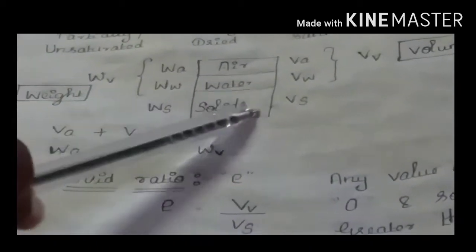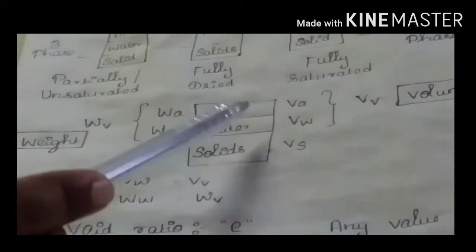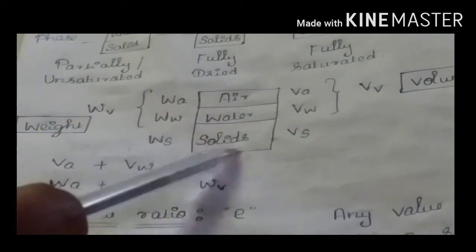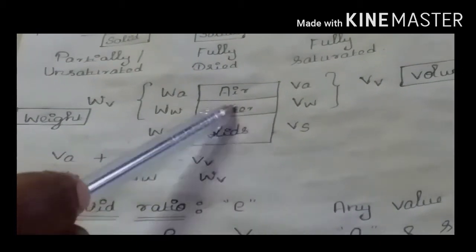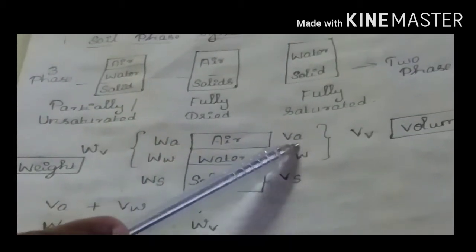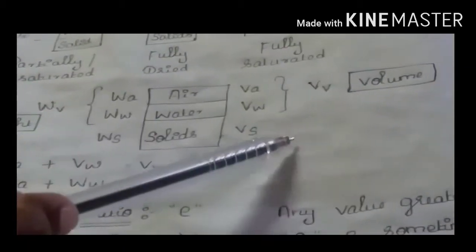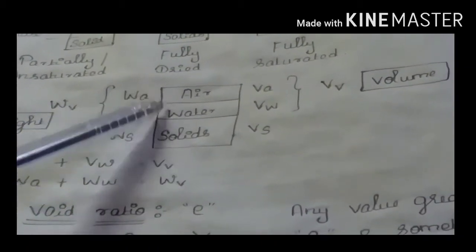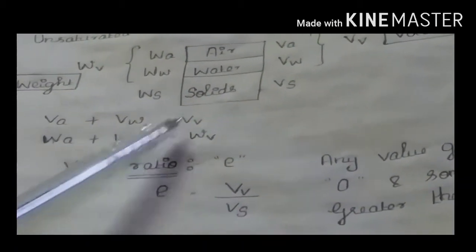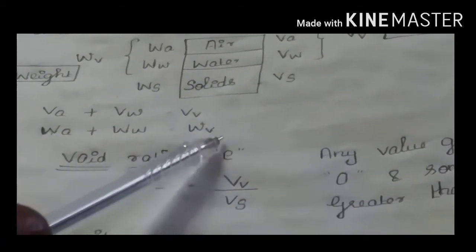The weight of the solids is indicated by Ws. The weight of water is indicated by Ww, and the weight of the air is indicated by Wa. Same as for volume: the volume of the solid is indicated by Vs, the volume of water is indicated by Vw, and the volume of the air is indicated by Va. Total weight is indicated by W, and the total volume is indicated by V. The air and the water are combinedly said to be voids. So, volume of air plus volume of water gives the volume of the voids. Weight of air plus weight of water gives the weight of the voids.